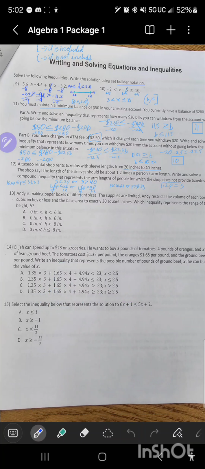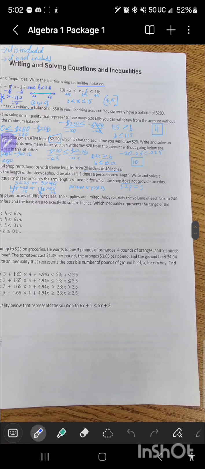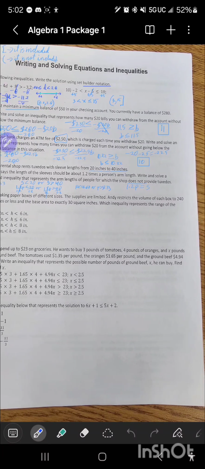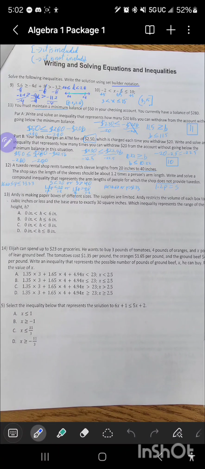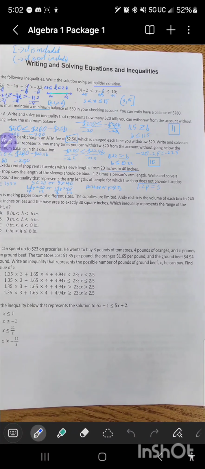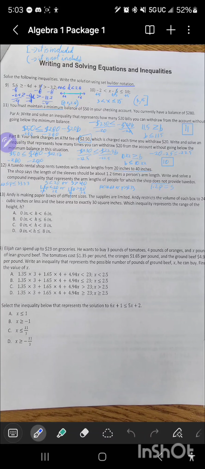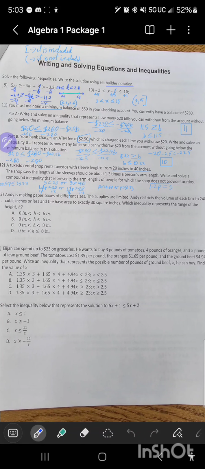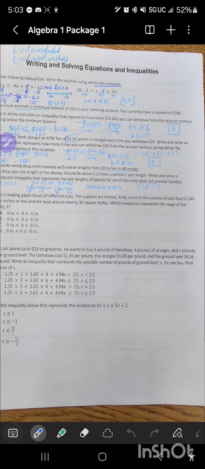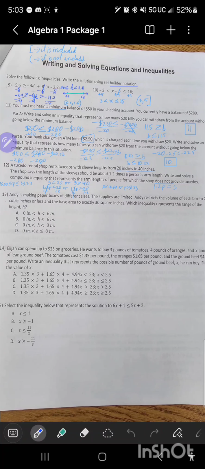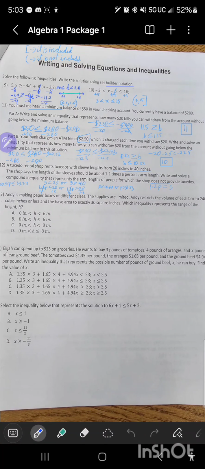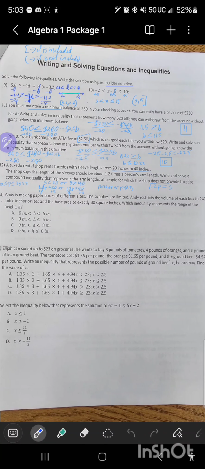So Andy is making paper boxes of different sizes. The supplies are limited. Andy restricts the volume of each box to 240 cubic inches or less and the base area to exactly 40 square inches. Which inequality represents the range of the height h?